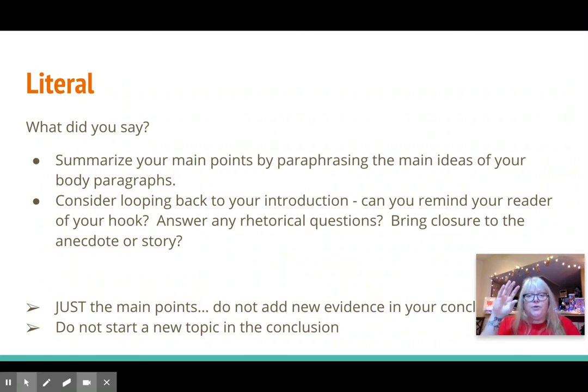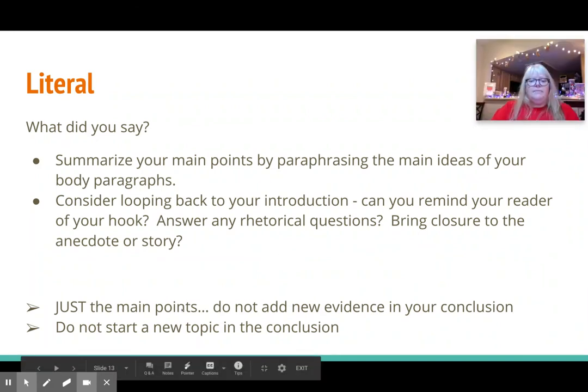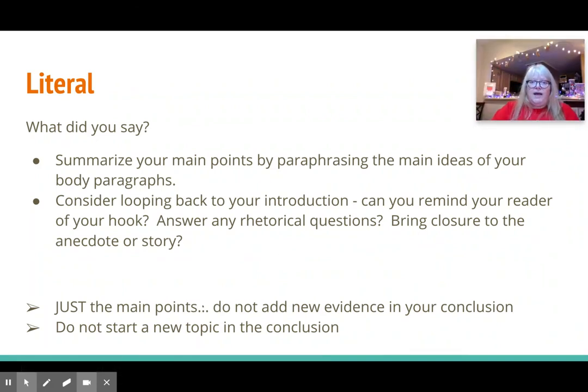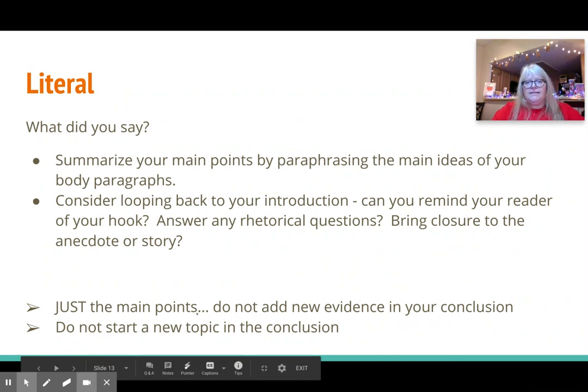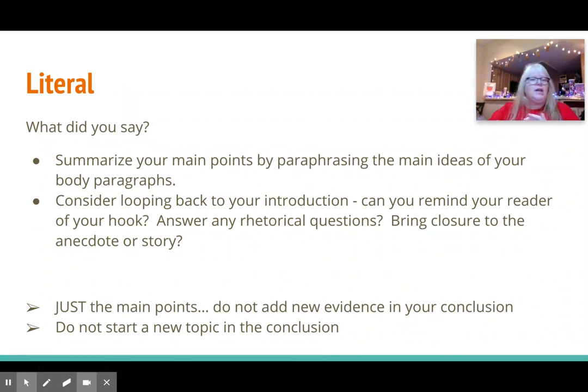If you used a rhetorical question in your introduction, answer it in your conclusion. Bring closure to that, okay? Remember, this is about the main points. It's not about adding new evidence. This isn't the place to try something new or, oh yeah, I forgot to add this piece of evidence, so put it here. No new evidence in the conclusion.